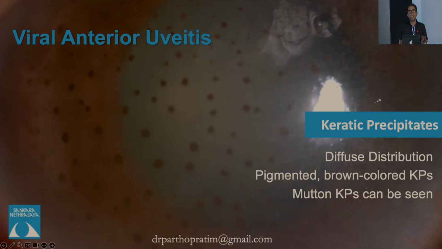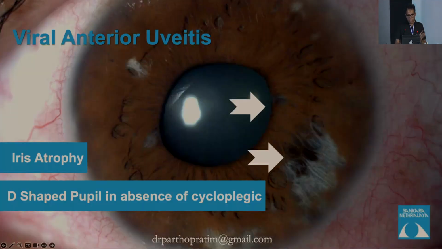Now coming to the keratic precipitates, I told you that Fuchs and viral uveitis will have diffuse distribution of keratic precipitates. Another thing you see is the pigmented keratic precipitates. This is very characteristic of viral uveitis, and sometimes they may also have mutton fat KPs. So these are the points in favor of this. And the second thing is iris atrophy.